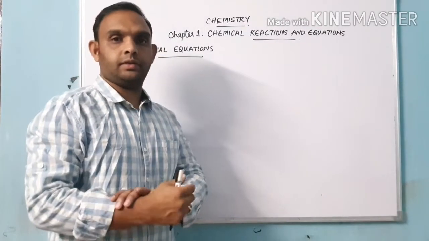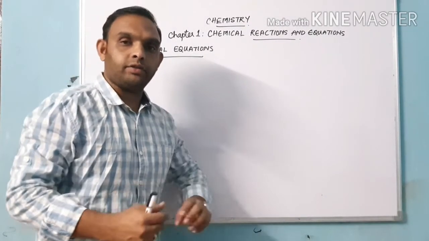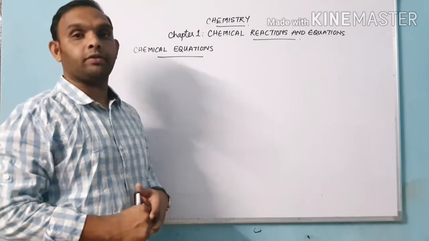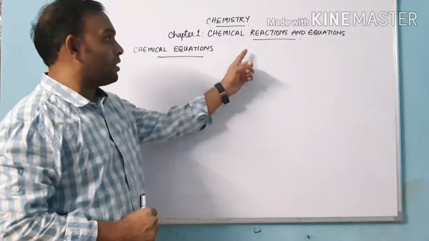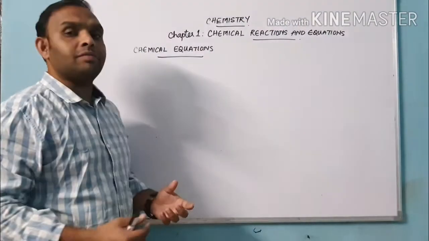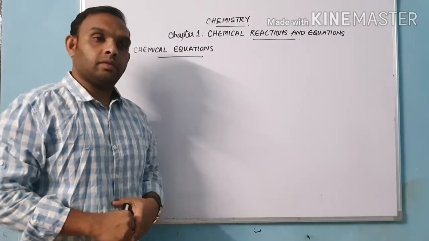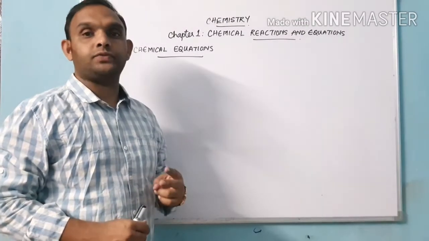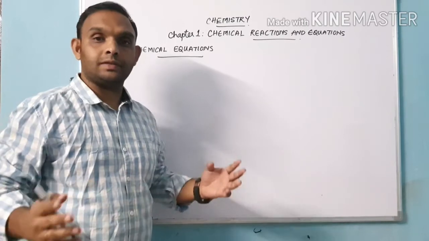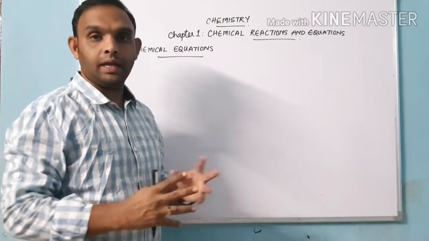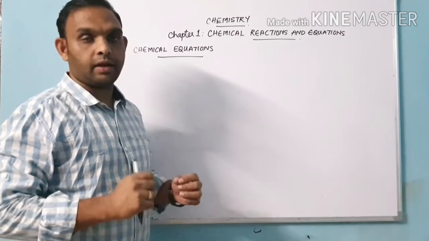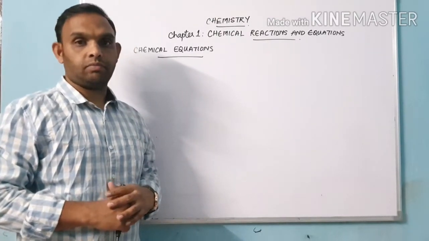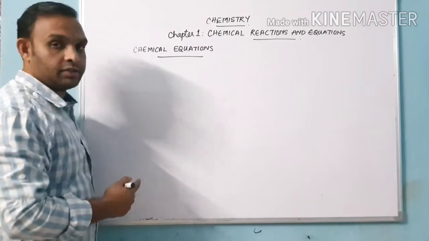Dear students, today we are going to study chemical equations, which is the first topic of our chapter, chemical reactions and equations. What is meant by a chemical equation? All of us know that there are two kinds of changes in this environment we can mainly notice. They are called physical change and chemical change. I can write an example.